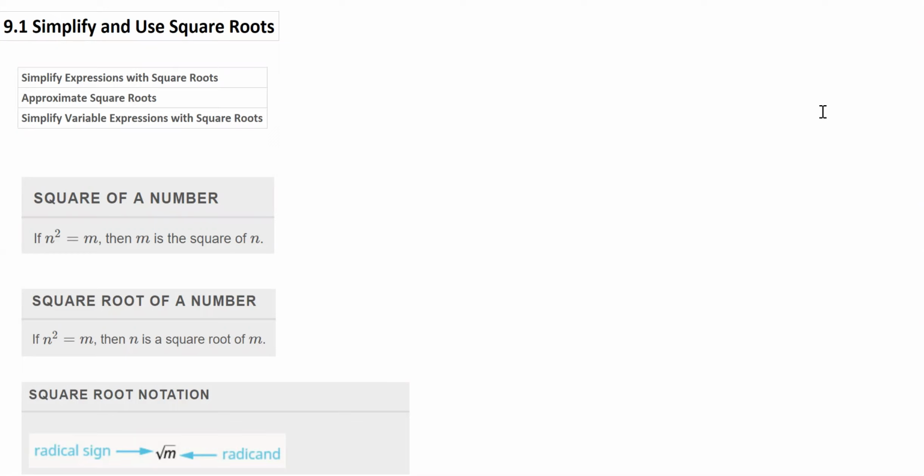Okay, so let's focus on the very idea of square roots. This concept comes from the idea of squares. It's nothing but the reverse operation of squares. So we have the definition right here. We're saying if n squared equals m, then m is the square of n.